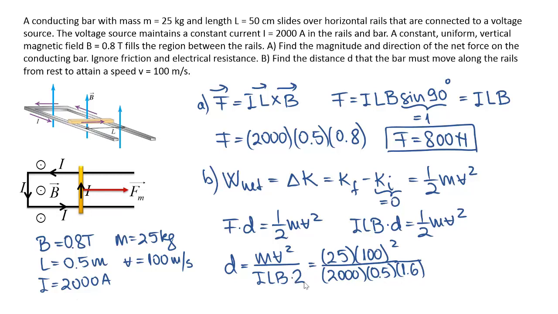The distance that this bar would need to travel to attain a speed of 100 meters per second is 156.25 meters. As you can see, this is a very long distance, so they are really not useful for accelerating objects.